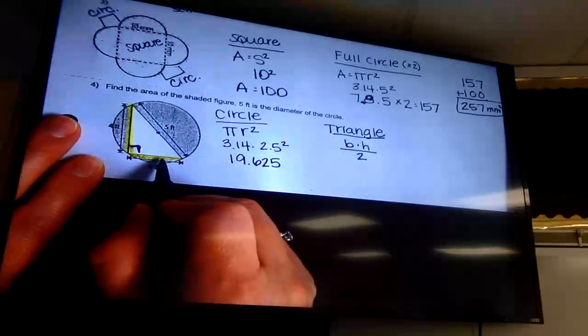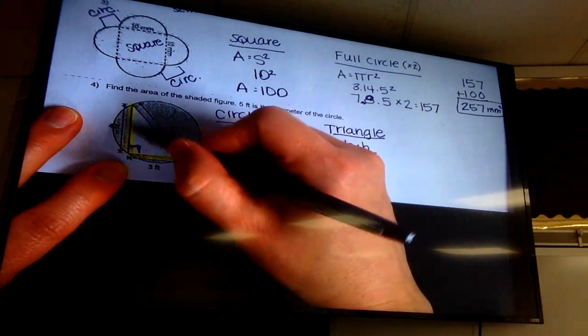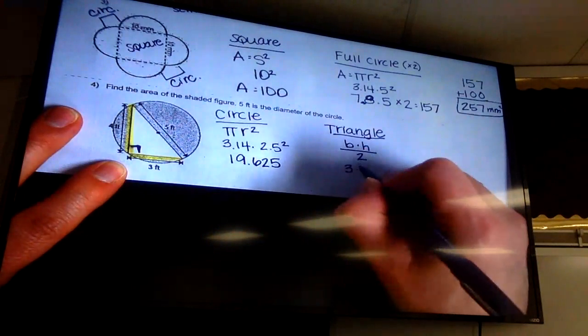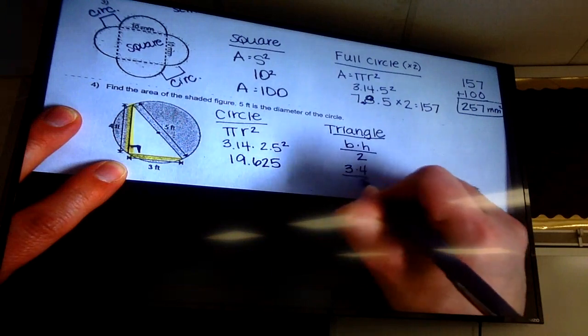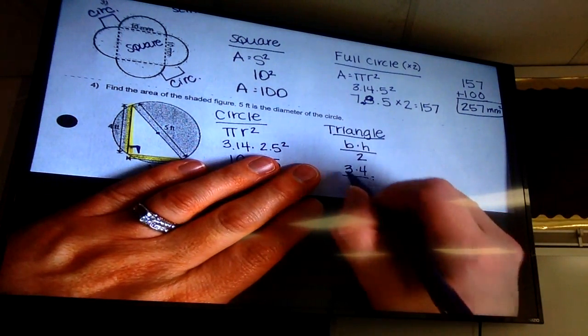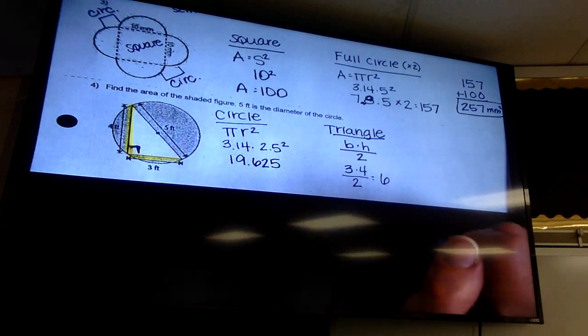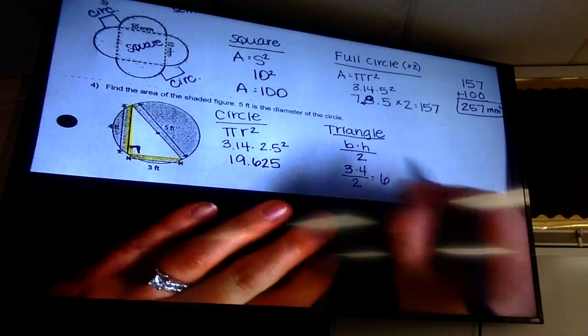So this line down here had a value of 3 times this height right here had a value of 4 divided by 2. And don't get overly reliant on your calculator. This is easy for you to do. 3 times 4 is 12, and 12 divided by 2 is 6. So I know the area of that triangle is 6.